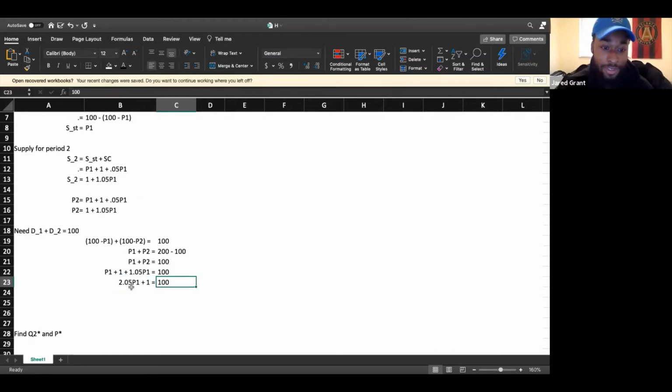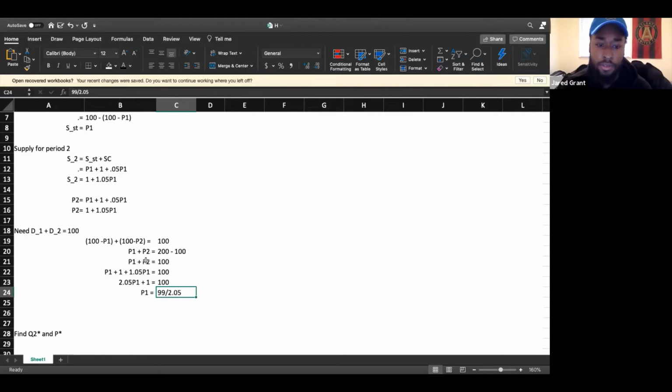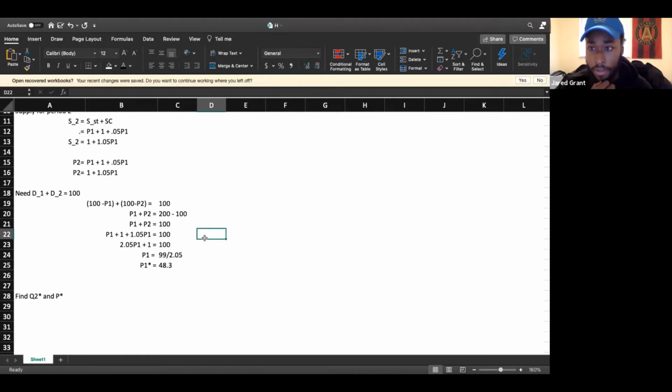So then in order to solve for P1, all I'd have to do is just divide, right? Or multiply. Divide. Yep. So we get this, and saving y'all a little time, P1 star equals 48.3, which means the price for period 1 is that. Does that kind of make sense for everyone? Everybody follow? Any questions on this part thus far?